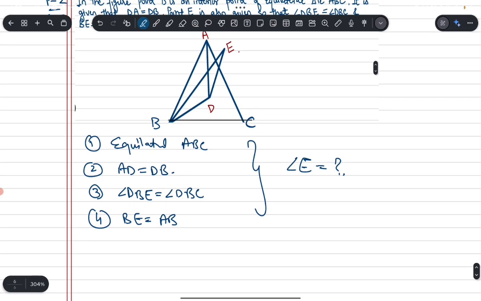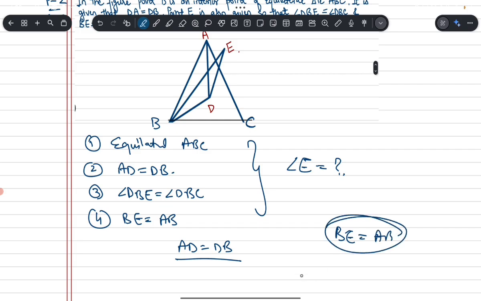So AD is DB. This is one info. And we have BE equals to AB. This is interesting. We have the equilateral triangle that would make all three sides equal. One other side is equal to these three. So BE is equal to AB means BE is also equal to BC and BE is equal to AC as well. Now what else we have? So from here we concluded that BE is also equal to BC and BE is also equal to AC. Is that clear? Sweet.